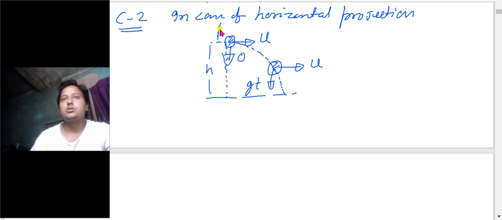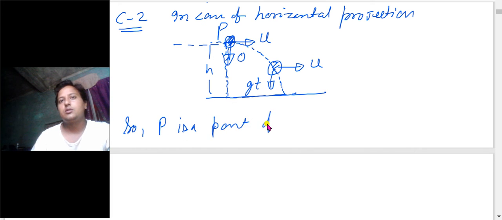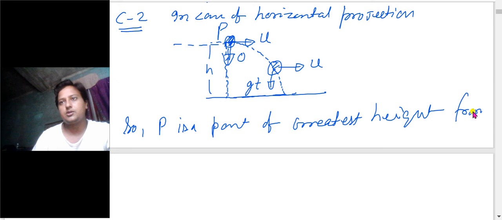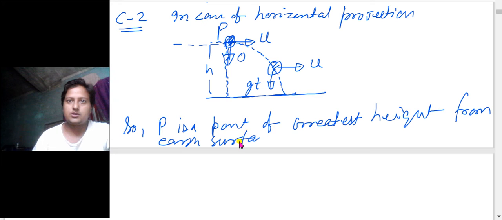So if this point is P, this point is the greatest height point and it also carries the minimum speed. So P is a point of greatest height from the Earth surface that has minimum speed.